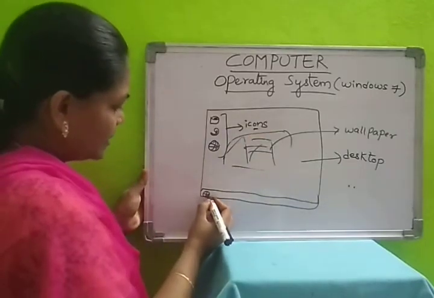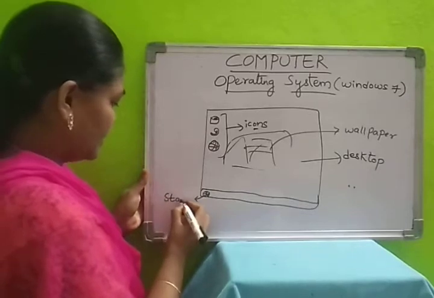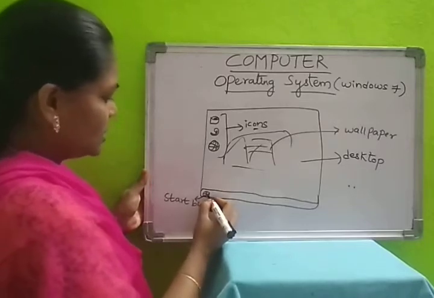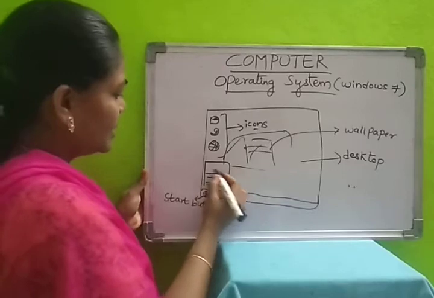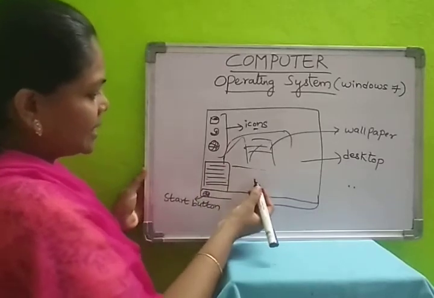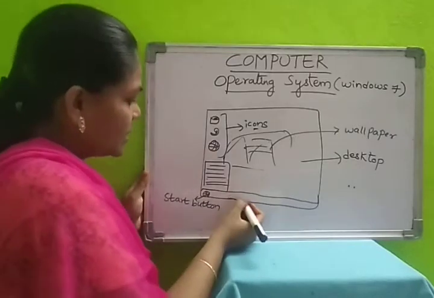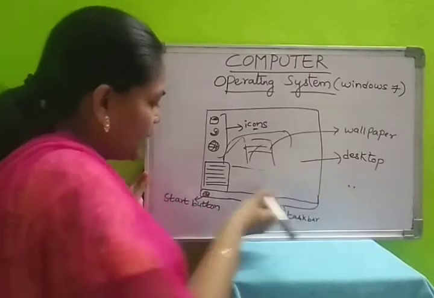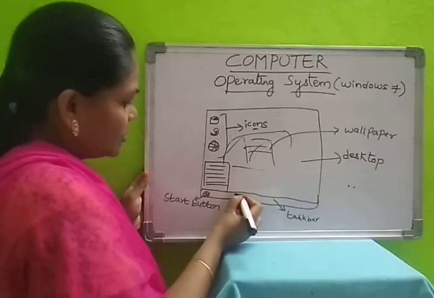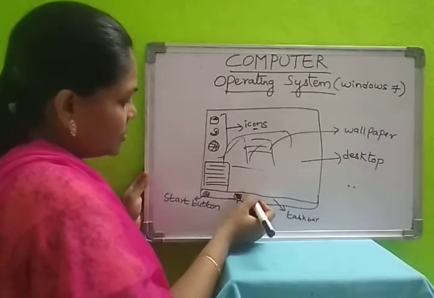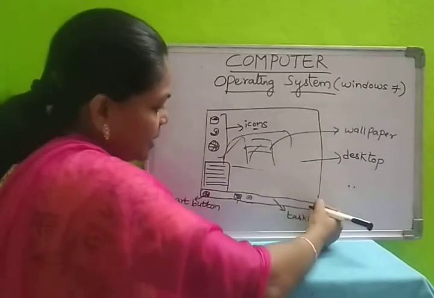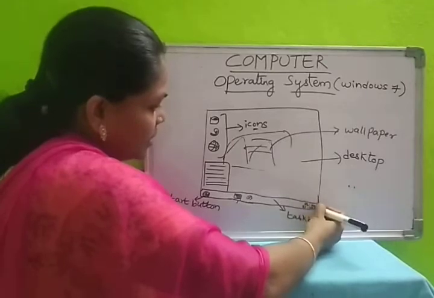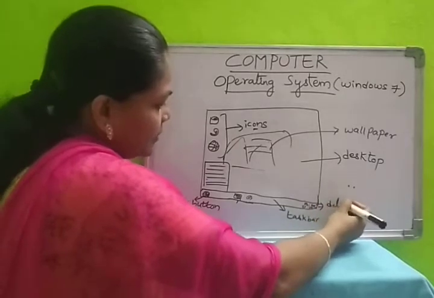Here we have one button. This is the Start button. Whatever application you want, you can open by clicking on this Start button. The Start menu will be opened here, and whatever you want, you can select and display. Next, this is called the taskbar. On this taskbar, the recently opened files or folders, whatever icons you want to open, will be displayed here. And here the time and date will be displayed, like this.